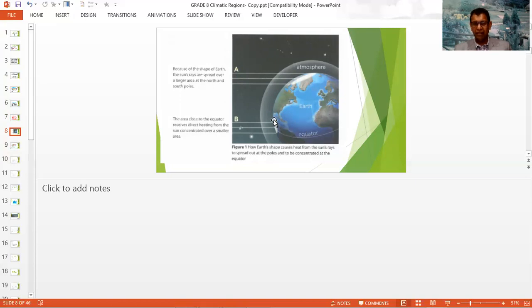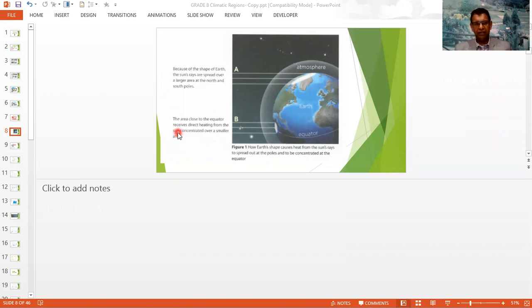Once again, the equator is going to be a warmer area and the poles are going to be colder. Again, temperature decreases as we move away from the equator. Now, there are 2 very simple reasons why the equator is warmer.